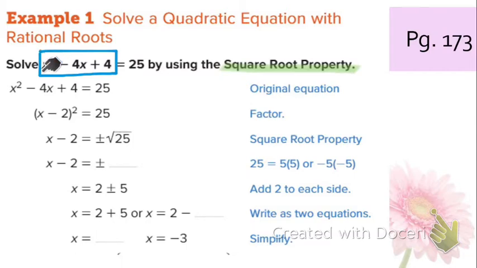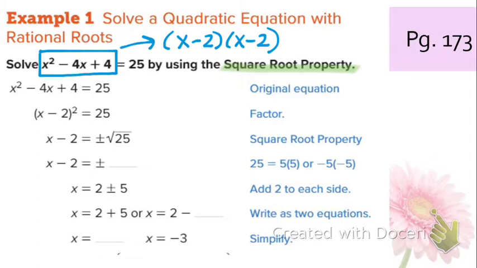Remember, because a is 1, we could do a shortcut. We need two numbers that multiply to be 4 and add to negative 4. So negative 2 times negative 2. This box, go ahead and put a box around that. That factors down to x minus 2 times x minus 2.